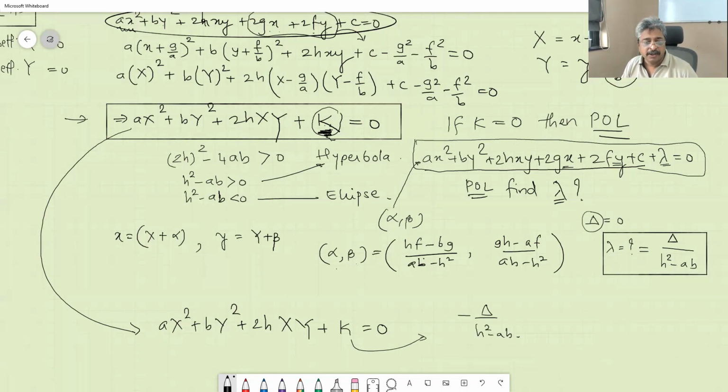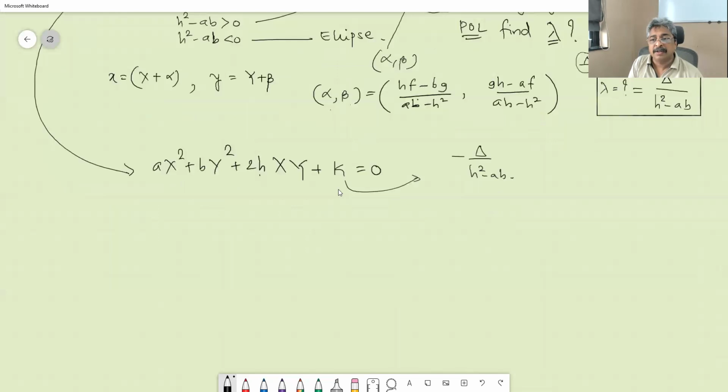And therefore, this is your joint equation of asymptotes the moment you make it 0. Otherwise, it is a hyperbola if h square minus ab is greater than 0. It's an ellipse if h square minus ab is less than 0. So I have answered almost all questions. Now let me give you one numerical. If you have understood this theory, find the equation of asymptotes.